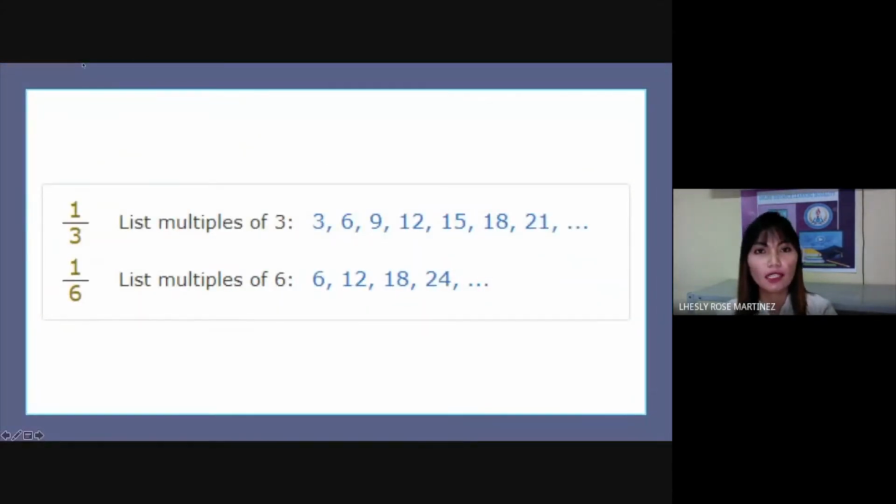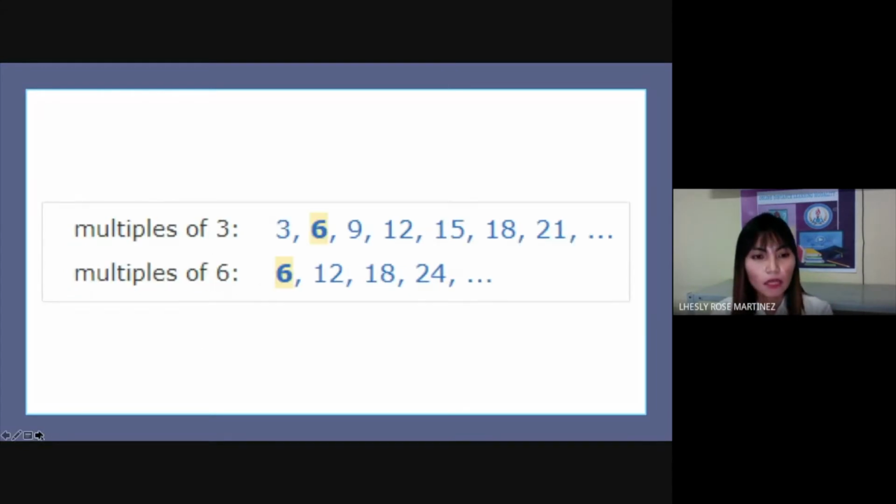How are we going to find the least common denominator of two or more fractions? You need to list the multiples of the denominators. Example, we have 1/3 and 1/6. List the multiples of 3: 3, 6, 9, 12, 15, 18, 21, and so on. Multiples of 6: 6, 12, 18, 24, and so on. As you can see, there are 3 common numbers: 6, 12, and 18. But we are looking for the least common denominator, or the least common multiple, so we will choose 6. The least common multiple of 1/3 and 1/6 is 6. So you just list the multiples and pick the least common multiple. That will be the least common denominator.